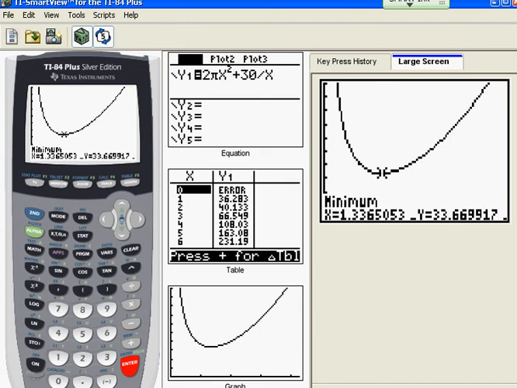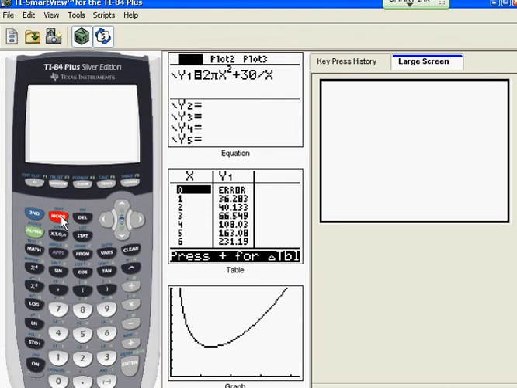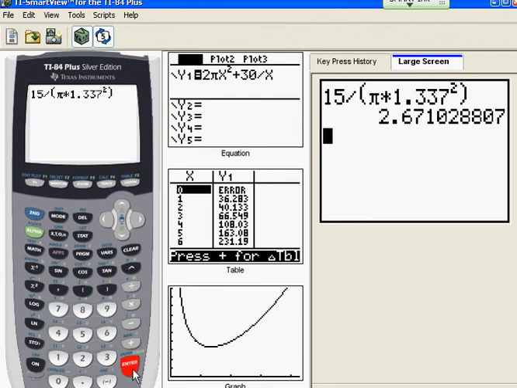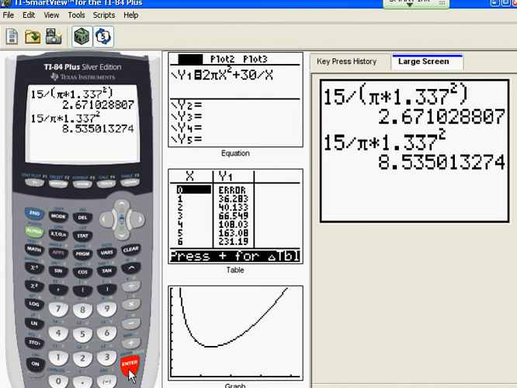We'll type that in. Second quit. Now, this is worth typing in. You just be careful when you do this. You do 15 divided by, open parenthesis, pi times 1.337 squared, close parenthesis. Okay? So notice I took the time to put the denominator in parentheses here. I'm showing you that because if you don't, you do not get the same answer. 15 divided by pi times 1.337 squared. Okay? So you have to be careful of this.